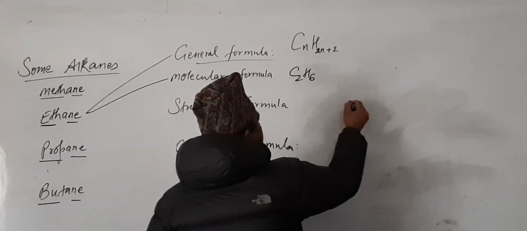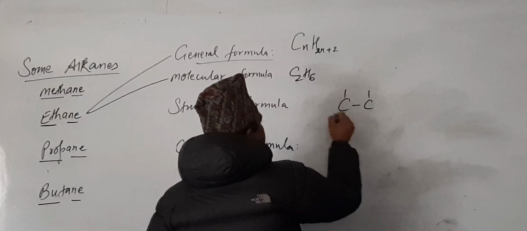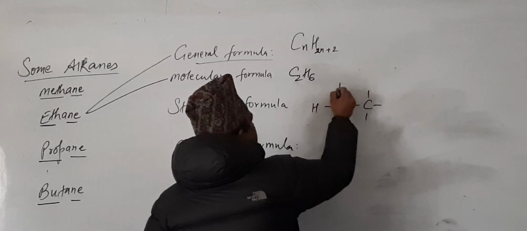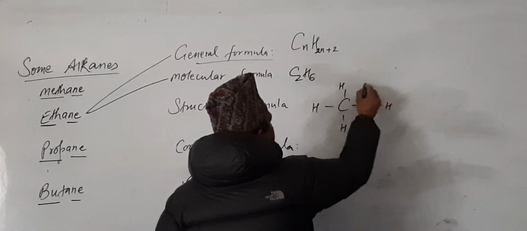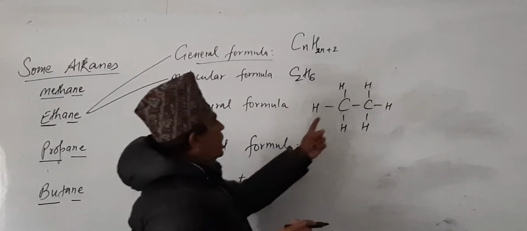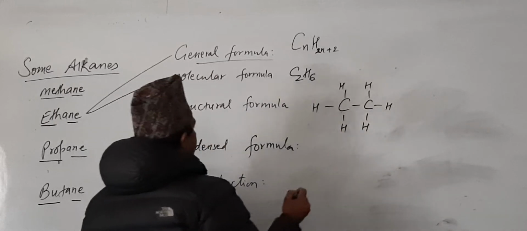Structural formula: 2 carbons. Here is a single covalent bond, and hydrogen, hydrogen, hydrogen, hydrogen, hydrogen, and hydrogen. That is the structural formula: 2 carbon atoms and 6 hydrogens.